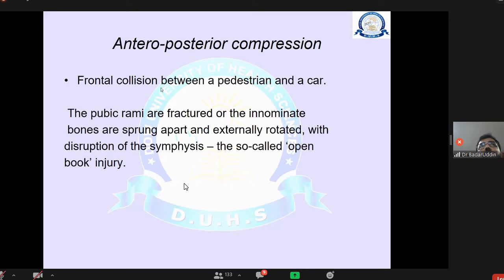So frontal collision means injury right from the front between the pedestrian and the car, or any bike or anything that hits directly to the pelvis. This is basically anterior posterior compression injury. In these injuries, the pubic rami are fractured, or the innominate bone, which is another name for iliac bone, is sprung apart as the pelvis opens up and rotates. The pubic symphysis gets disrupted, and this is called open book injury.